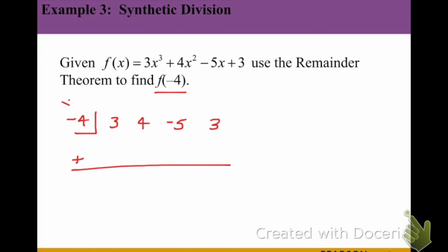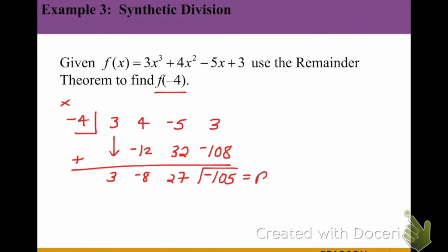So we're going to bring down the 3, and then we'll multiply that by the -4, which will give us a -12. Add down there, giving us a -8. Multiply, get 32. Add down and get 27. And then 27 times -4 is going to give us that -108, which if we add down, will give us -105. Since that -105 is our remainder, that means f of -4 is going to be equal to -105 by the remainder theorem.